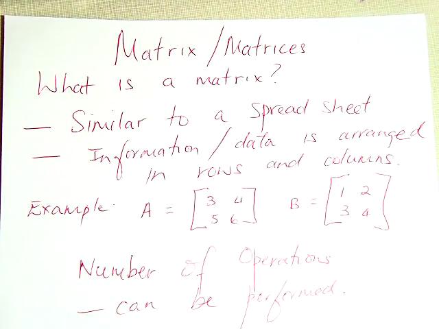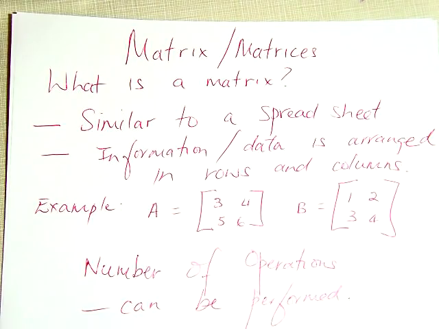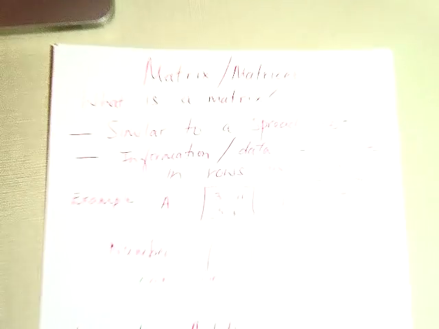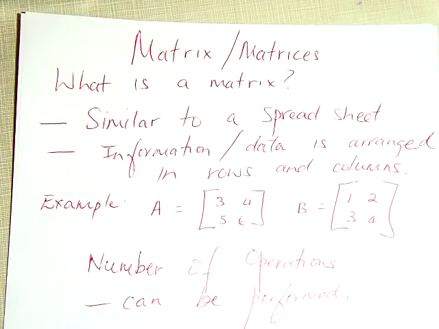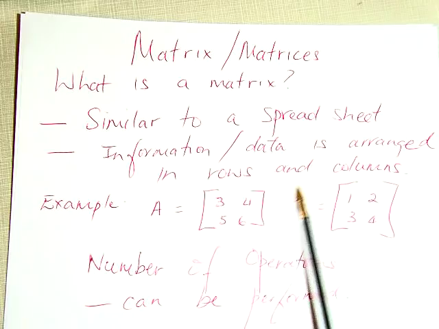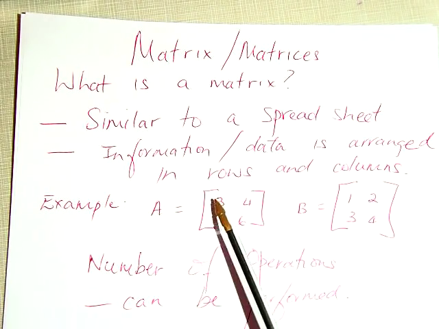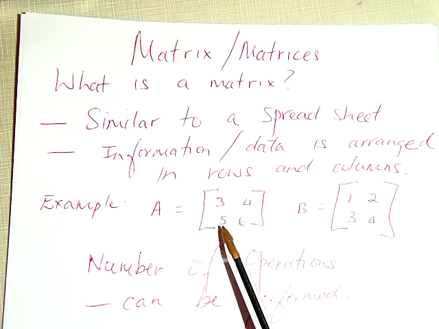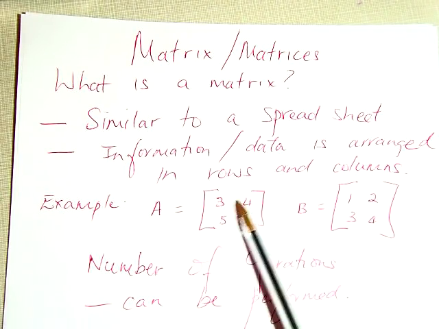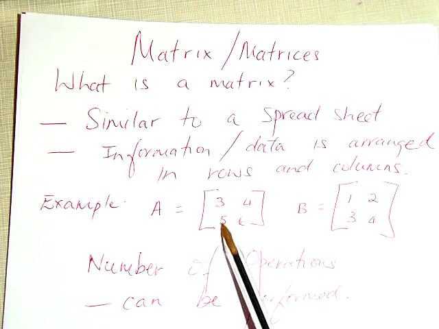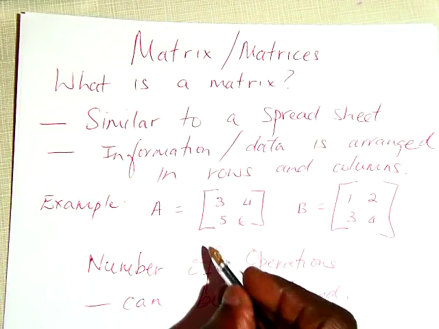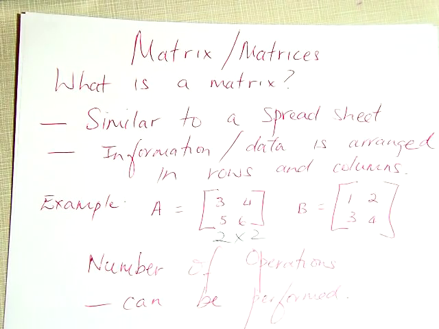So here's a lesson on matrices, an introduction to matrices, some basic information that you might want to be aware of. First of all, what is a matrix? A matrix is similar to a spreadsheet. It's information or data that is arranged in rows or columns. So for example, I have this matrix A, which has this information arranged here. It actually has 2 rows and 2 columns. So this is what we call a 2 by 2 matrix.